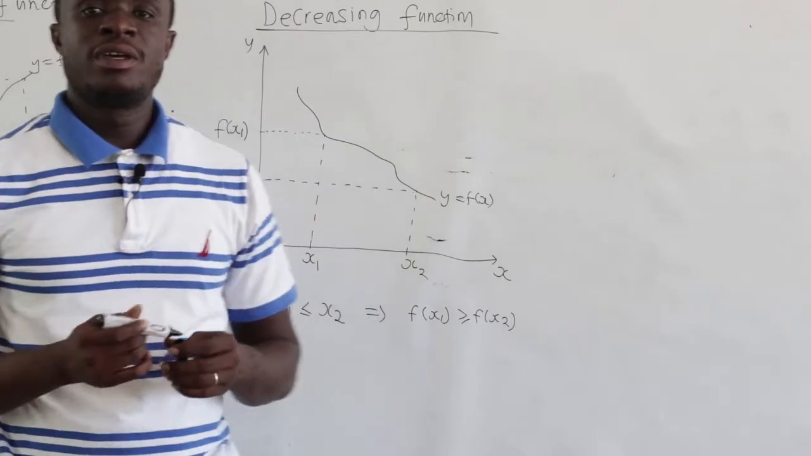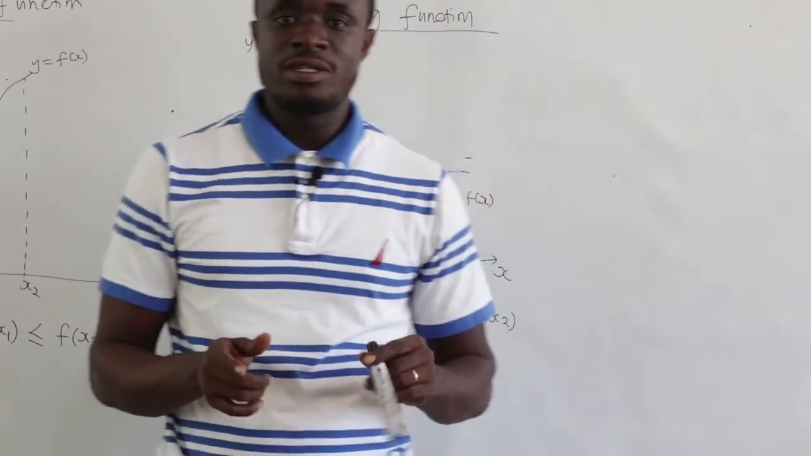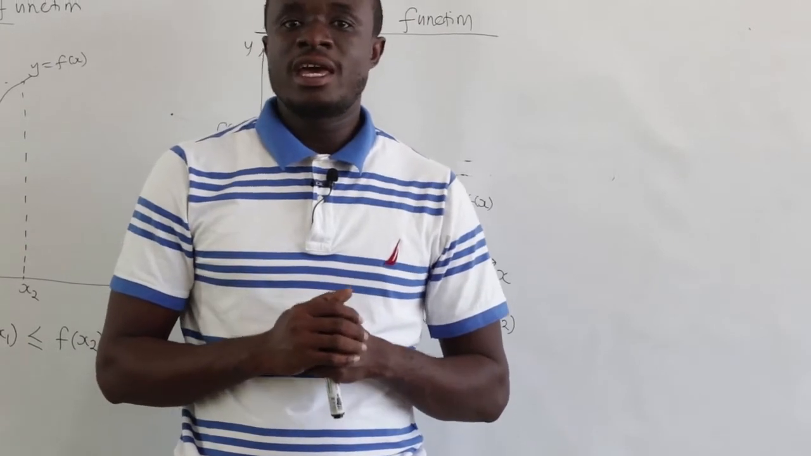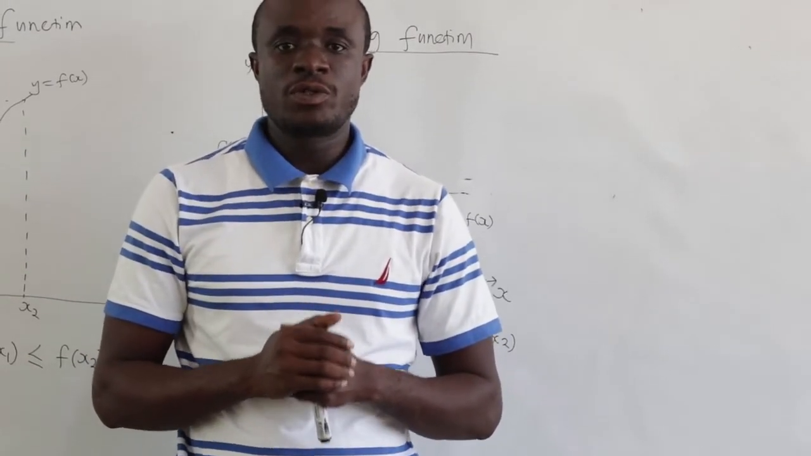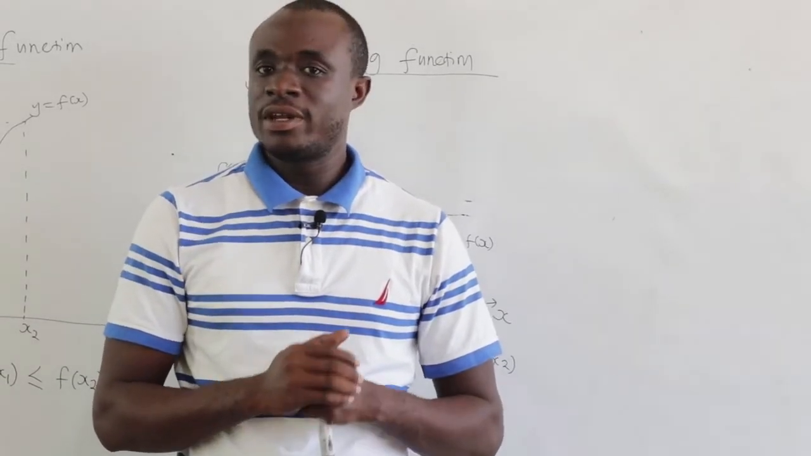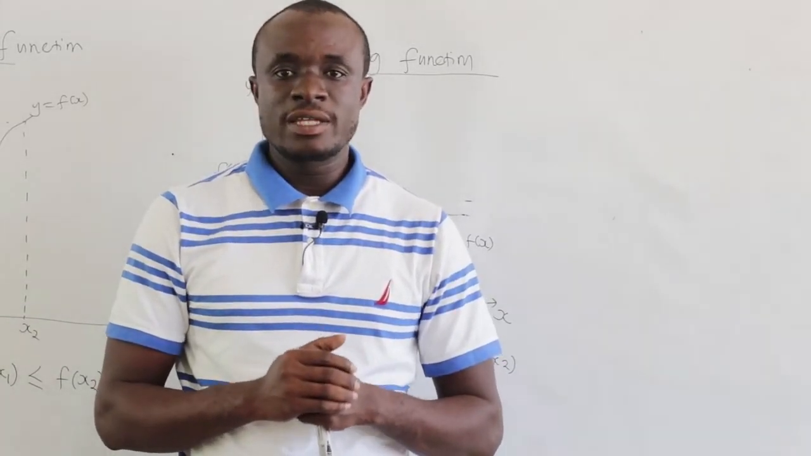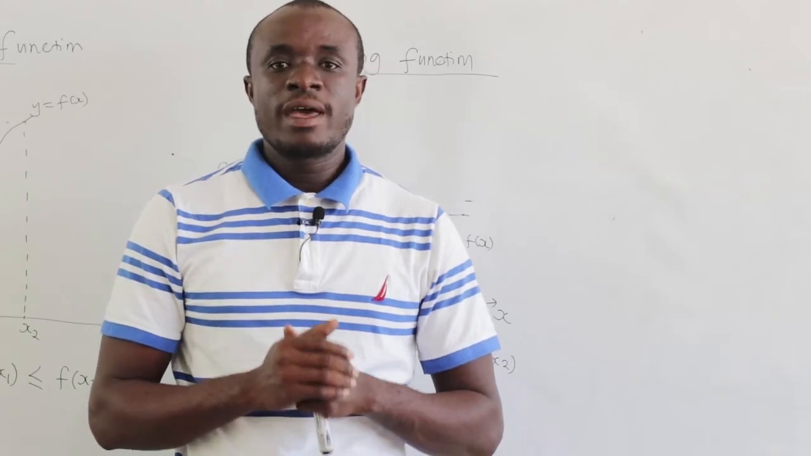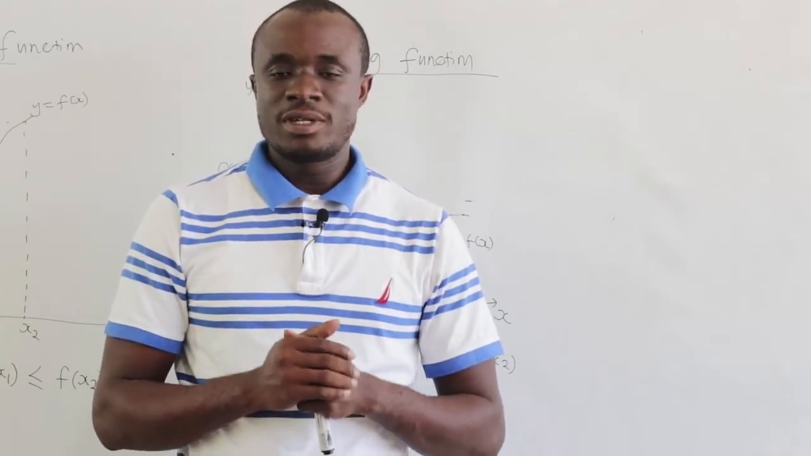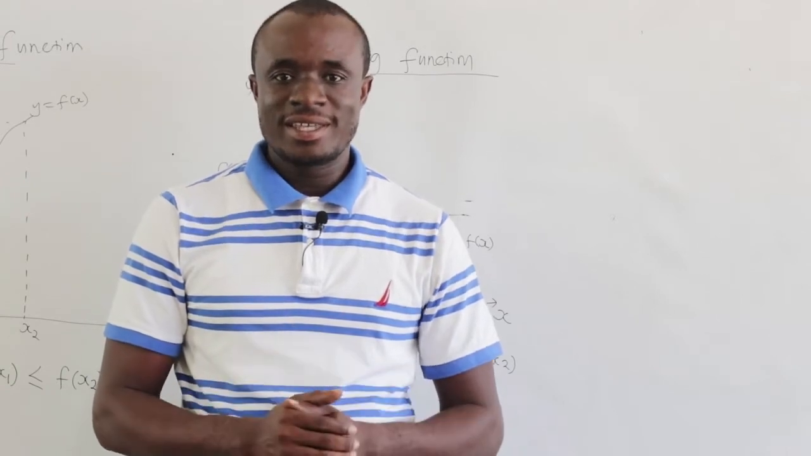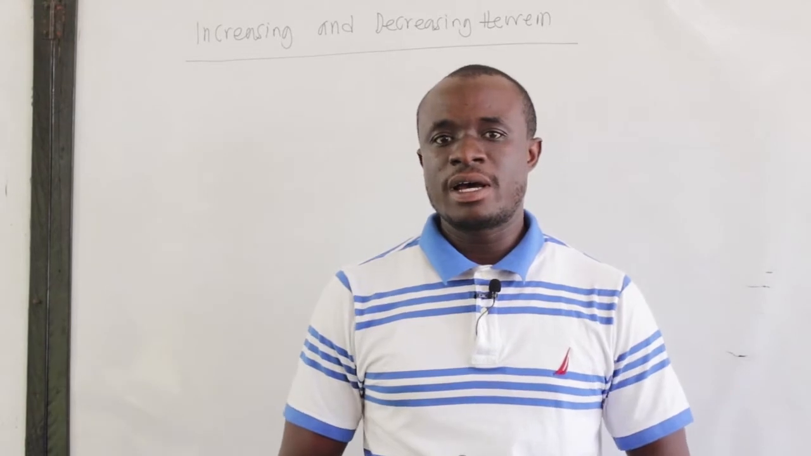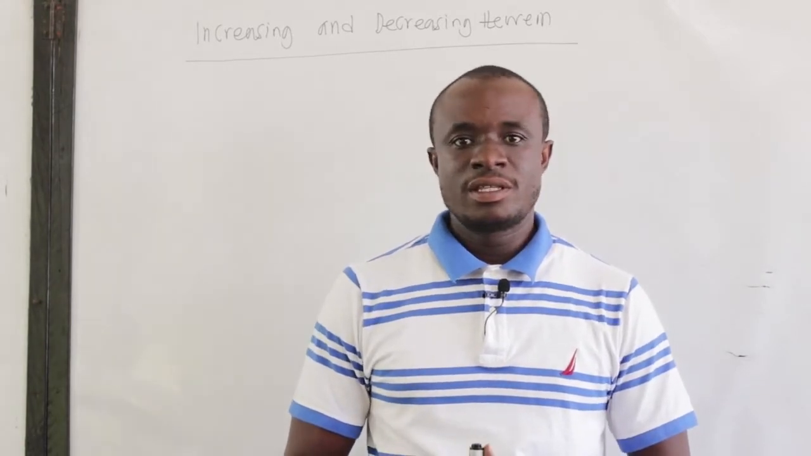So now we know of these two conditions. The first condition says that if x1 is less or equal to x2 and f of x1 is less or equal to f of x2, then we say the function is increasing. On the other hand, if x1 is less or equal to x2 and f of x1 is greater or equal to f of x2, then we say the function is decreasing. And I would like to look at the increasing and decreasing theorem.